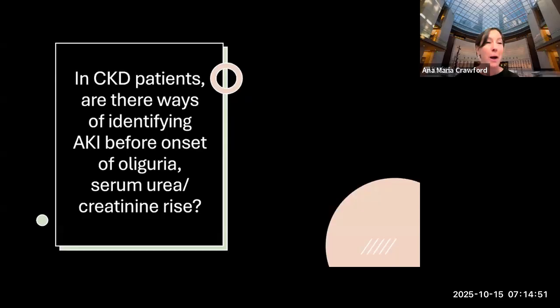So I'm quite particular when I'm attending in the intensive care unit. I insist that my trainees and students report the urine output of their patients in milliliters per kilogram per hour, because that gives us an idea, based on that patient's specific body weight, of where they are in relation to oliguria.